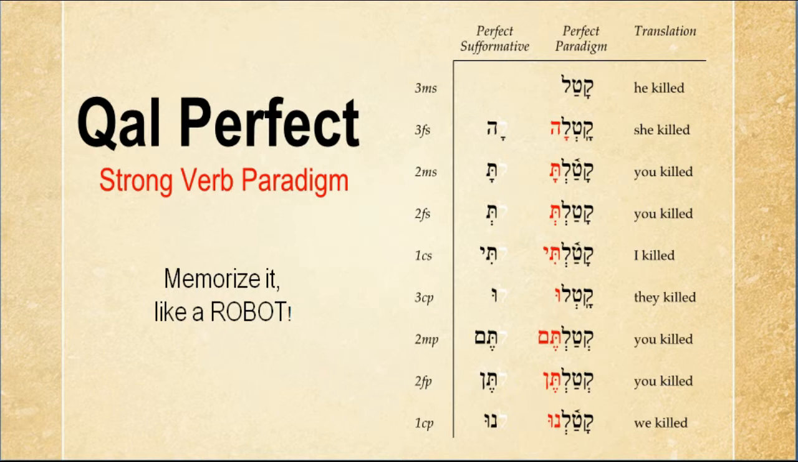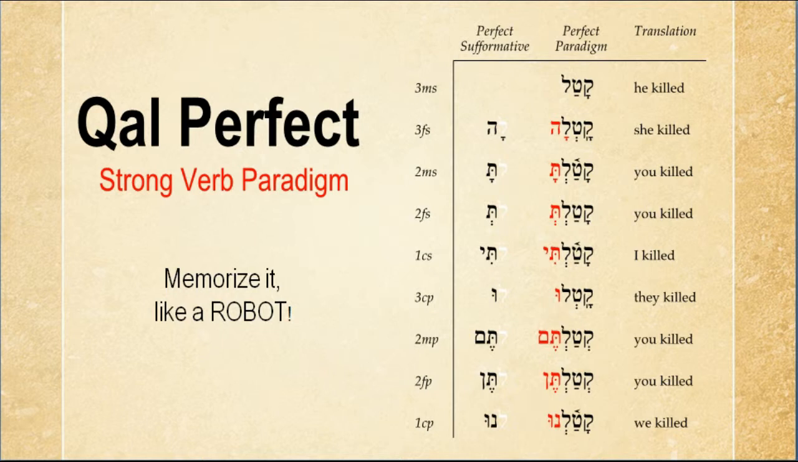We have a verb qatal here. We could put another verb in it, I'll show you that in the next slide, and the endings will be the same. So when we look at the third person masculine singular, it is simply qatal. We have the root, qof, tet, lamed, and underneath the root is the qamets and the patach. So it begins with the qamets, and the second vowel is the patach.